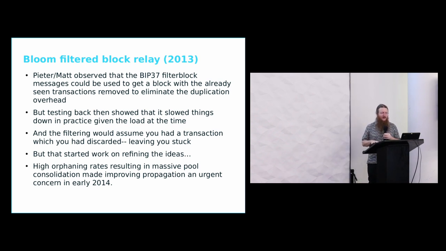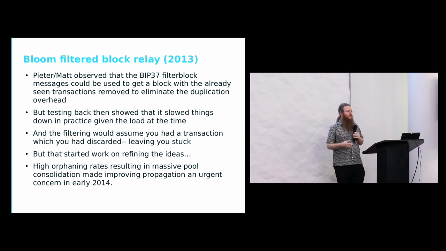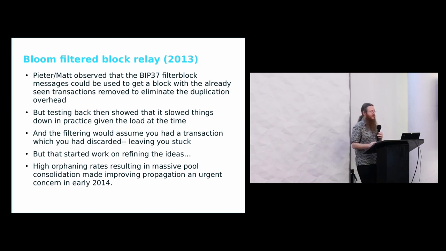But back in 2013, when this was first done, testing seemed to suggest that it actually slowed down the transmission due to various overheads, also due to the fact that blocks were much smaller then, so it was a very different network than today. And there were protocol problems. The filtering would assume that you remembered every transaction you had previously been sent. So if you received a transaction and then discarded it, then a block came in that included that transaction, you wouldn't have it, and you'd have no reliable way to get it.